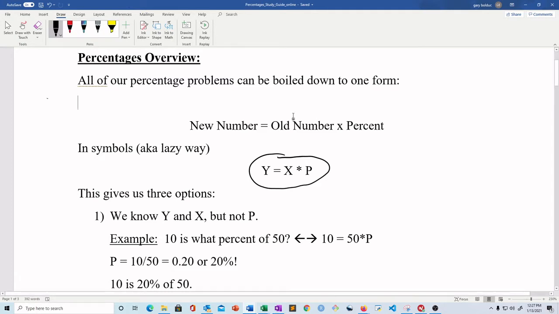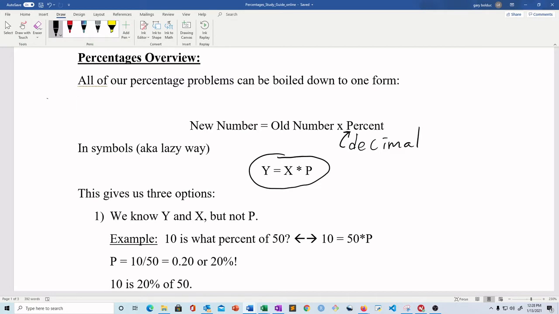So again, I have an old number. I multiply by some percentage, which we usually turn into a decimal, right? So this is going to be in decimal form. No more percent sign, just a decimal, and we'll practice that. And I'm going to multiply it by the old number to get the new number. That's percentages. 20% of an old number gives me a new number. So that's it.